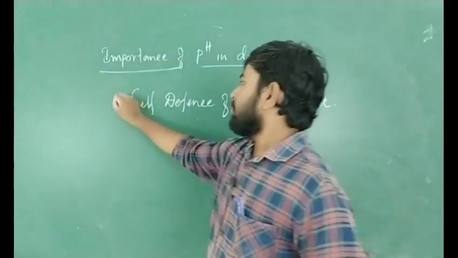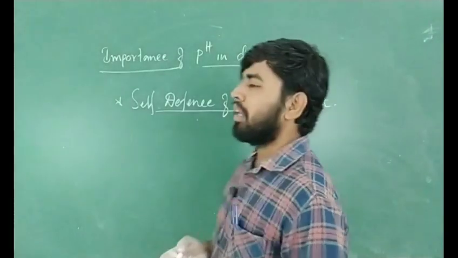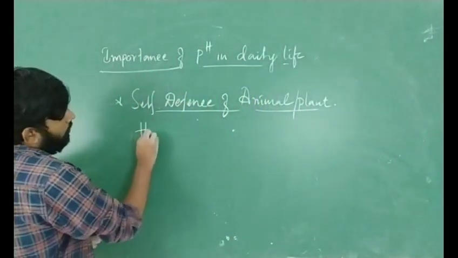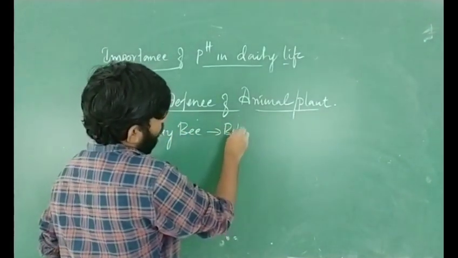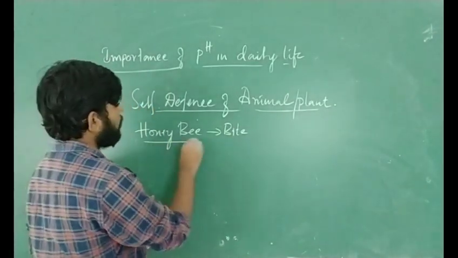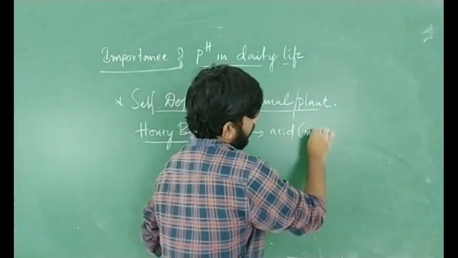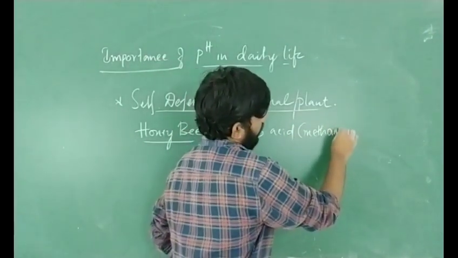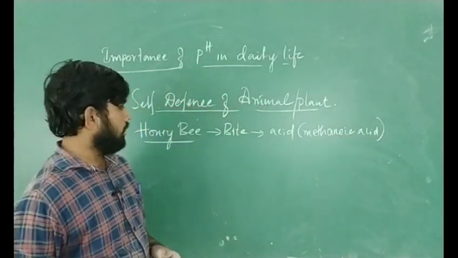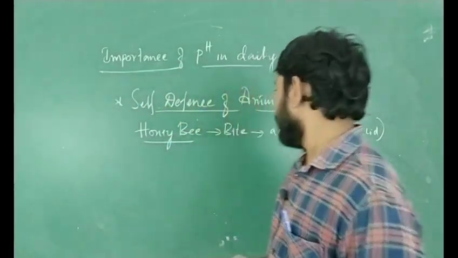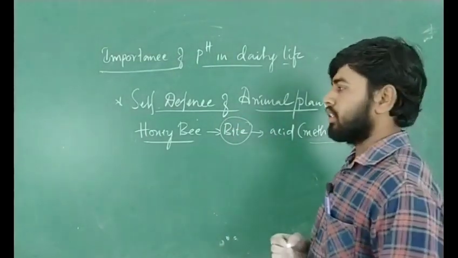So now the last point in this one, self defense of animal or plant. You know about the honeybee. When the honeybee is going to bite us, it is going to produce an acid which is called methanoic acid. Hence there will be irritation of our skin. So the honeybee, when it bites, produces the methanoic acid which causes the irritation, or we can say itching.